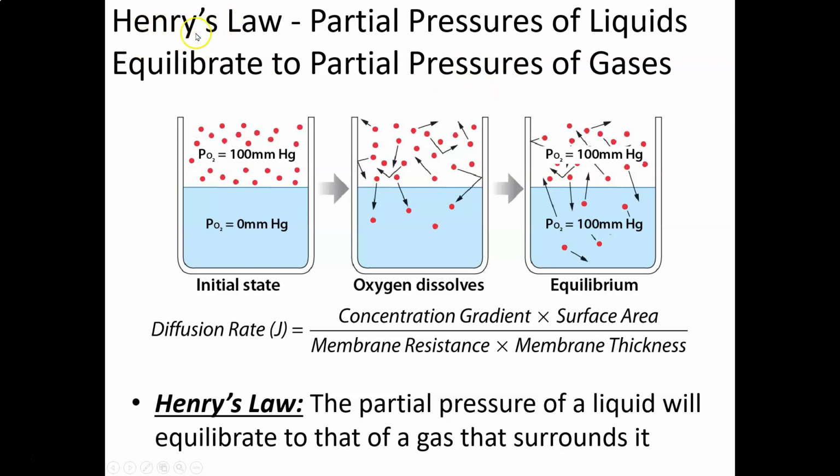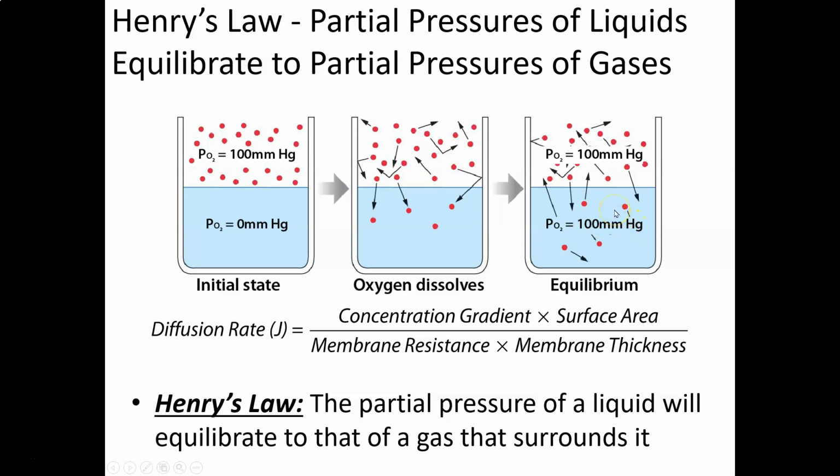Okay, so you'll see. Henry's law tells us the partial pressure of a liquid will equilibrate to that of a gas that surrounds it. So the partial pressure of a liquid will equilibrate to the partial pressure of the gas that surrounds it. So if we took a liquid and put it in a beaker, where the air above the liquid line had a partial pressure of 100 millimeters of mercury, eventually the partial pressure of that liquid is going to equilibrate to that of the gas, and the liquid will also have a partial pressure of 100 millimeters of mercury.